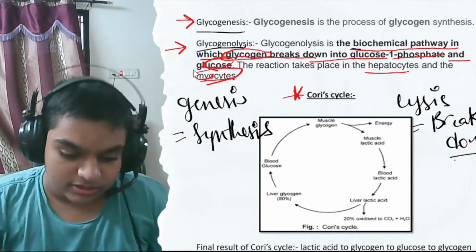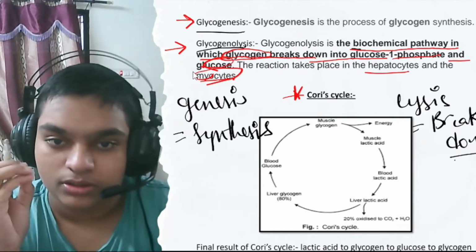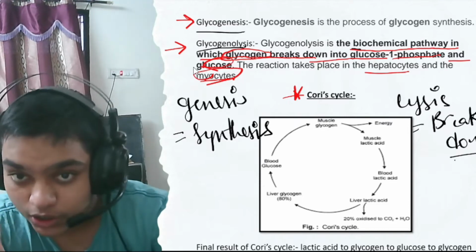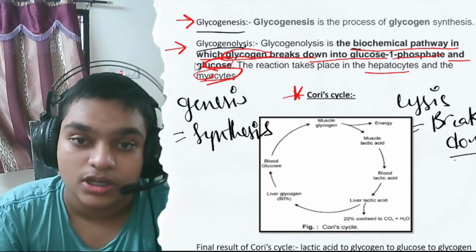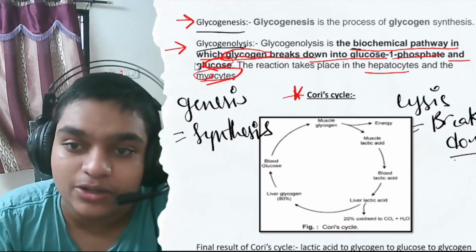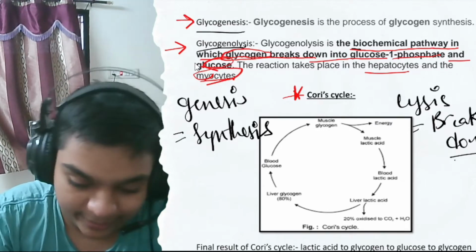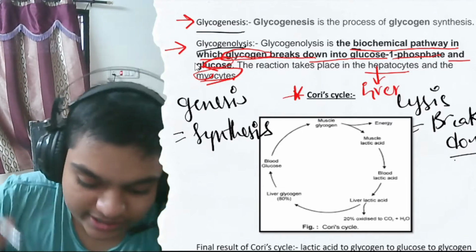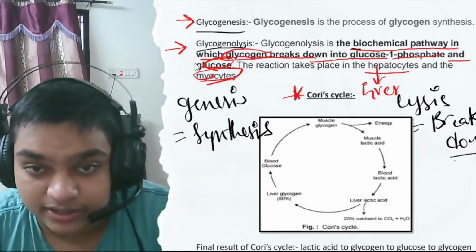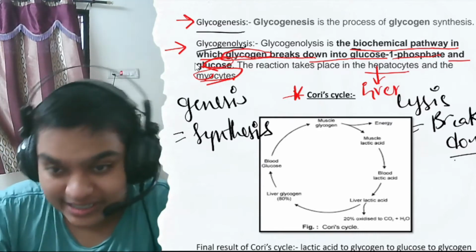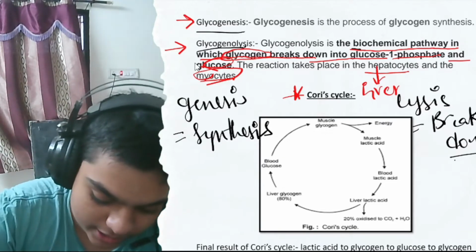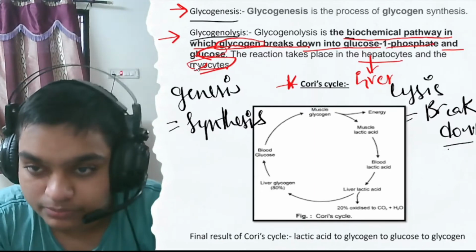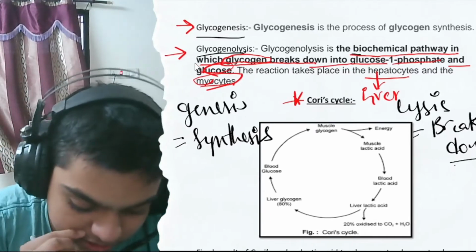Glycogenolysis. Lysis means breakdown. Breakdown of glycogen into glucose in myocytes and hepatocytes. What are hepatocytes? Liver cells. Hepatocytes are liver cells. In Cori's cycle, we include both muscle as well as liver. I will be showing you the cycle here, after completing these important definitions which we have to remember.